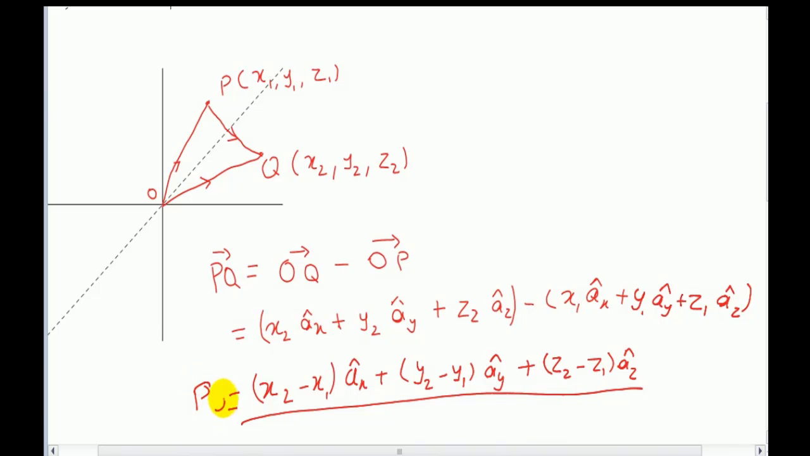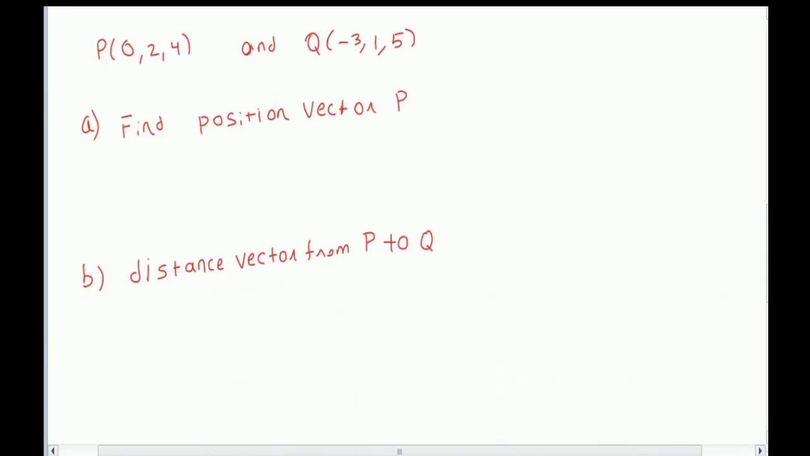Distance vector PQ. This is how we can find out the unit vector, the position vector, and also the distance vector for two positions like P and Q. So this is the PQ vector.